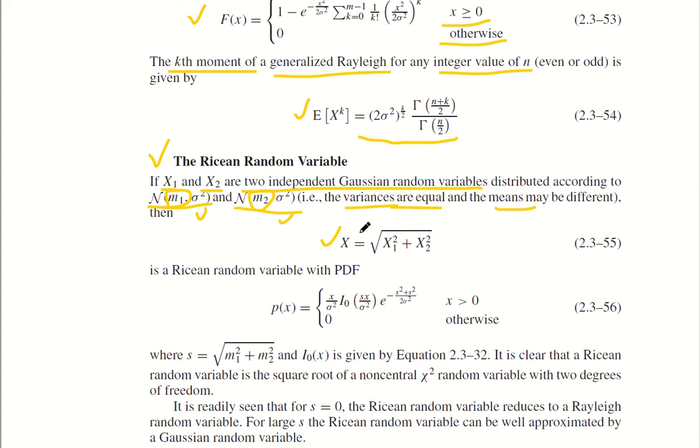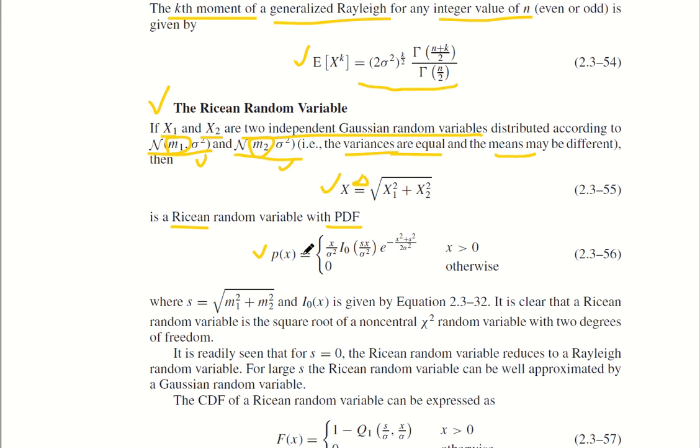So you define, again, this is a definition, x equal to the square root of x1 squared plus x2 squared, and that is the variable, and it has a PDF.